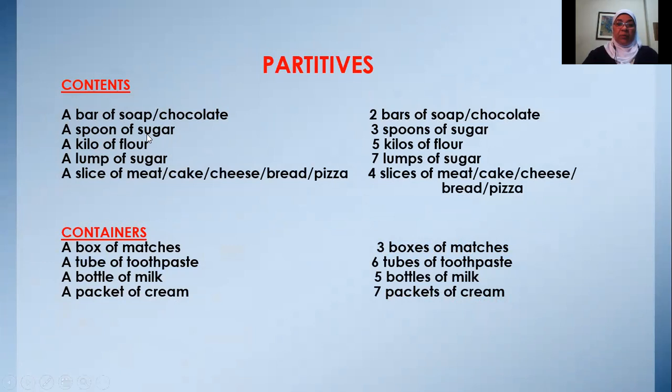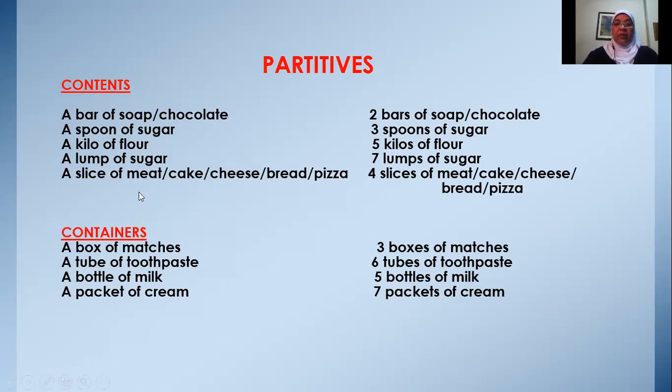A spoon of sugar, again, 3 spoons of sugar. We don't say sugars, of course. We put the S with the spoon. A kilo of flour, 5 kilos of flour. So we put the S with the kilo and not the flour. A lump of sugar. Lump means square, 7 lumps of sugar.